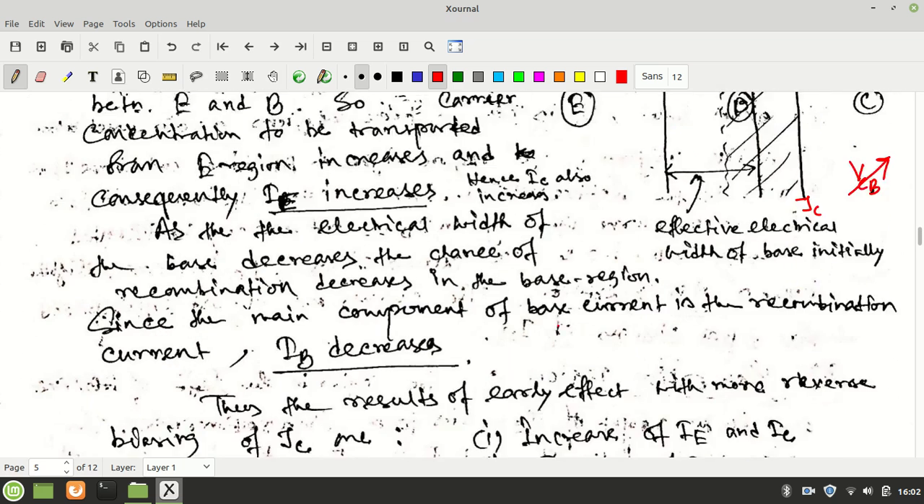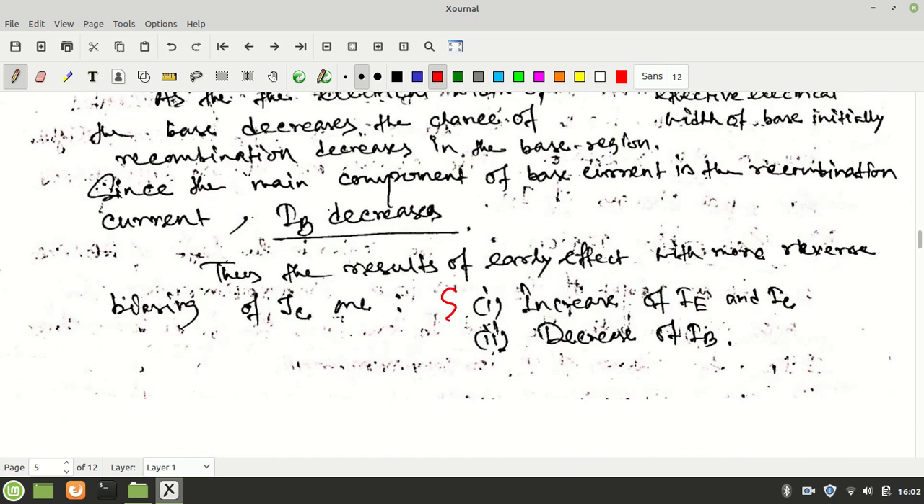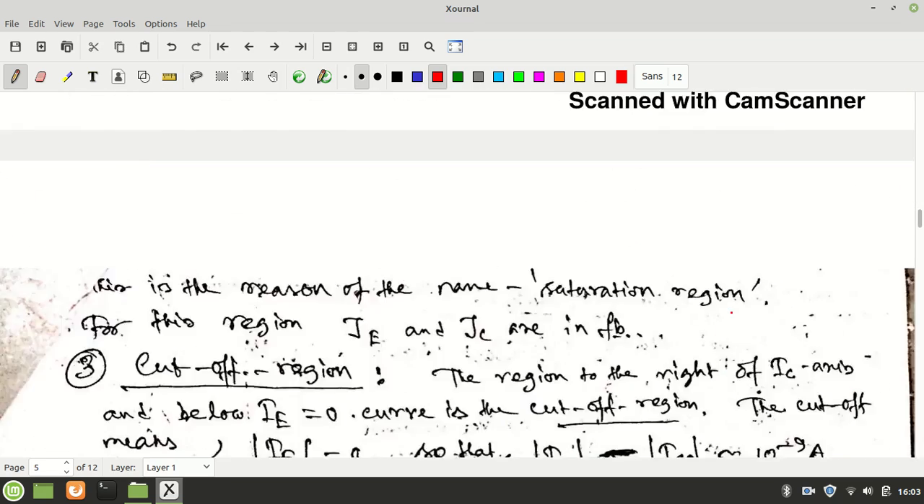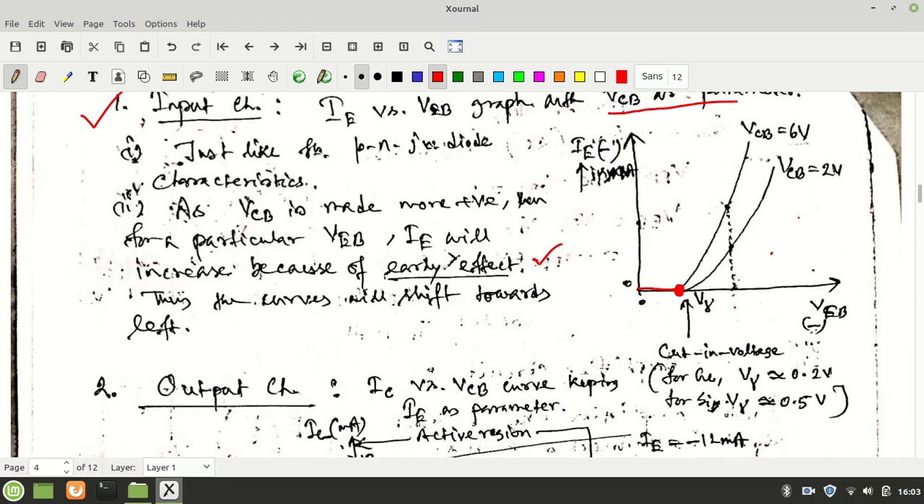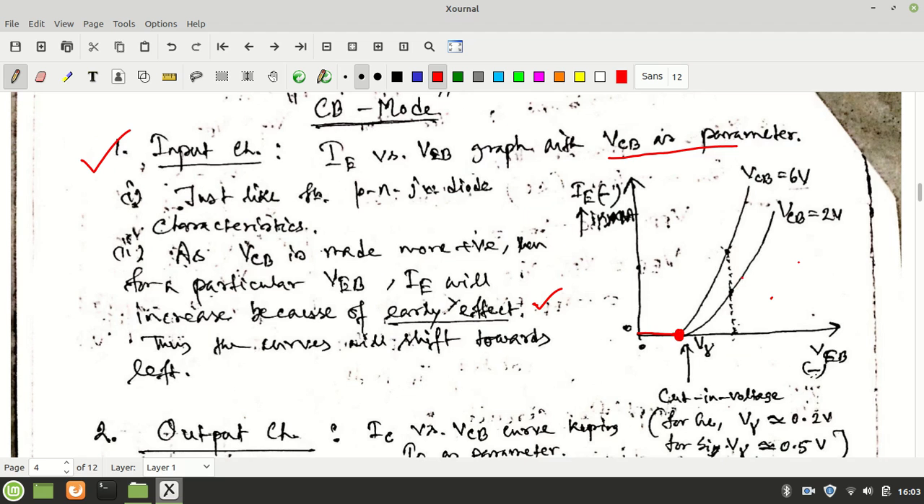So the main effect of the early effect, in two points, is that if you increase the reverse bias voltage at the output terminal, it will increase IE and IC but decrease IB. You can see here in the input characteristic of the CB mode, VCB, that is the reverse bias voltage, is increased from 2 to 6, and the emitter current is also increased from here to there at a particular voltage VEB. That is due to the early effect.